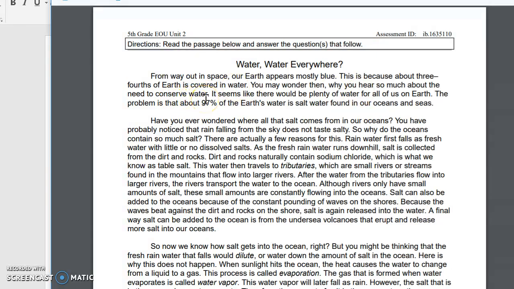So we're going to use that strategy again. Why you hear so much about the need to save water? It seems like there would be plenty of water for all of us on Earth. The problem is that about 97% of the Earth's water is salt water found in our oceans and seas.